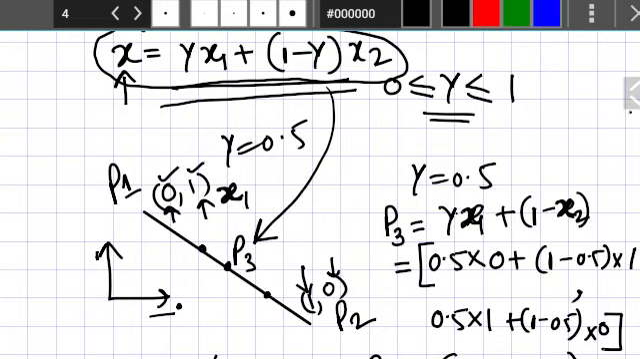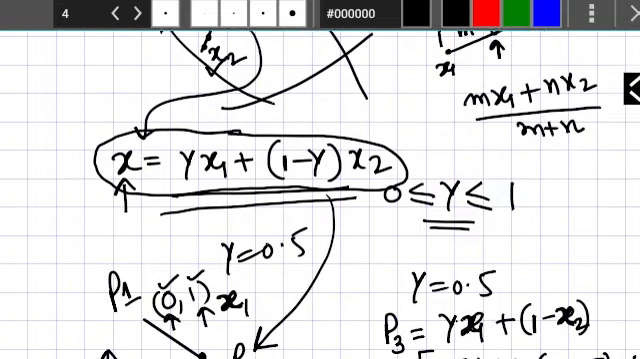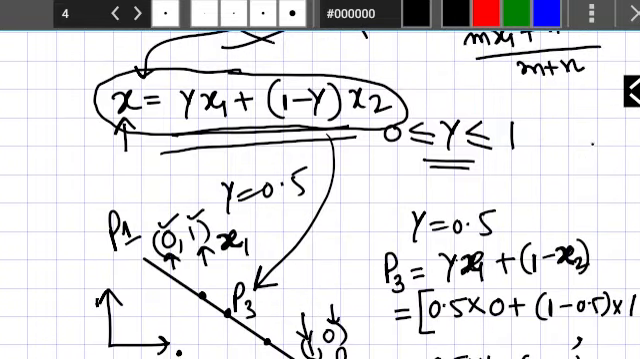And now the statement is saying, for defining the convex set, that any point that is given by this relationship, if it falls in the set that we are discussing, then it is called a convex set. So this is the mathematical definition of convex set.